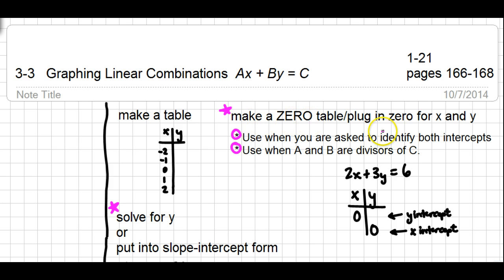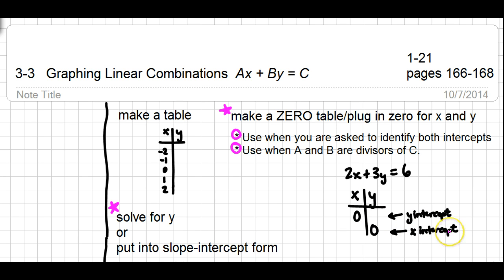When you make a zero table, you make a small table of x's and y's with one of the coordinates being 0 for x and the other coordinate having a 0 for y. One of the benefits of making the zero table is that the two coordinates that you're going to be finding are the intercepts for the graph. When you plug in 0 for x, you'll be obtaining the y-intercept value, and after you plug in a 0 for y, you'll be able to identify where the x-intercept for the graph is.